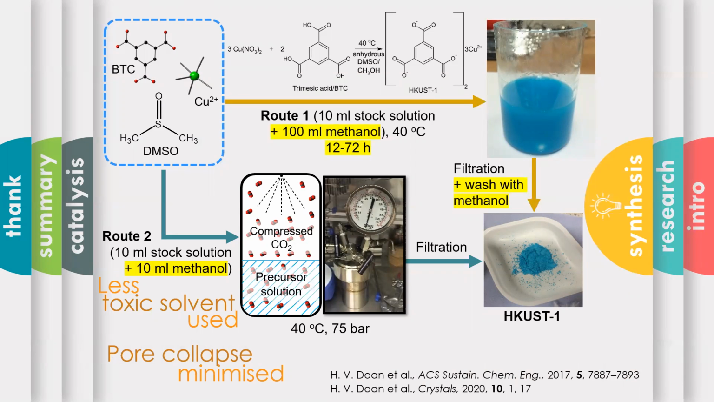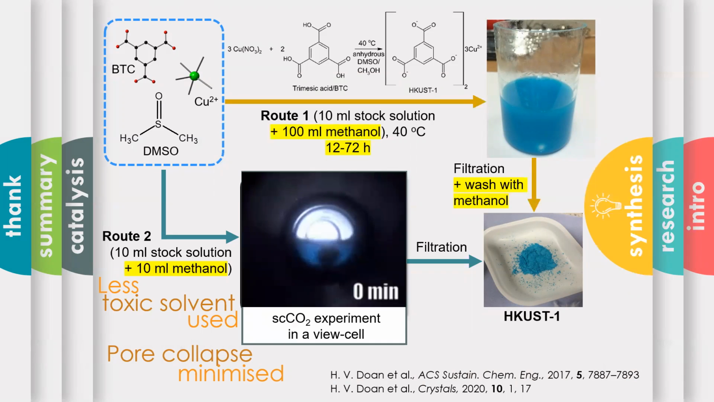We also carried out a view cell experiment and observed that a precipitate formed within 2 minutes after introducing CO2 to the reactor, and a fully opaque mixture was obtained after 4 minutes, which is much faster than 12 hours using excess methanol. This finding demonstrates that supercritical CO2 can introduce rapid nucleation, which can help to reduce the cost of MOF synthesis, even though high pressure is required.